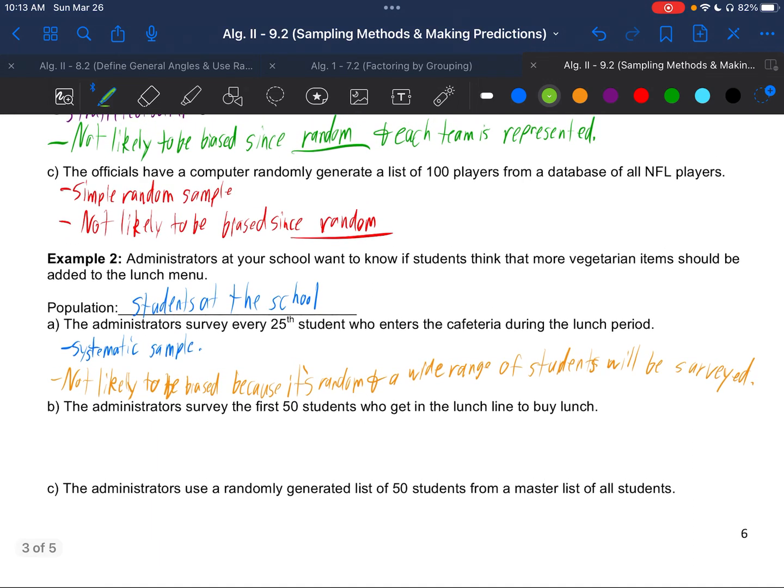Now let's say the administrators survey the first 50 people who get in the lunch line to buy lunch. So this is what we would call a convenience sample. The only reason they're picked is because they were there. Now, it's not guaranteed, but this definitely has more potential to be biased, so I would say it's likely to be biased even.